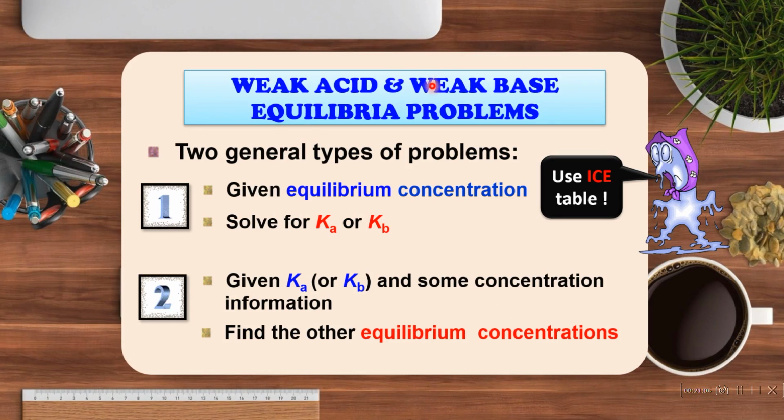Okay, so weak acid and weak base equilibrium problems. We have two types. Type 1 is given equilibrium concentrations, and then you have to calculate Ka and Kb. For type 2, given Ka or Kb and some concentration information, we have to find the equilibrium concentrations. For these two types of problems, you have to use an ICE table.